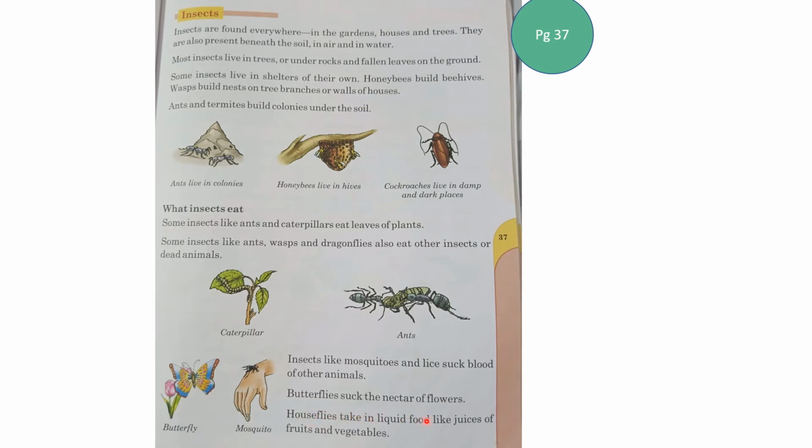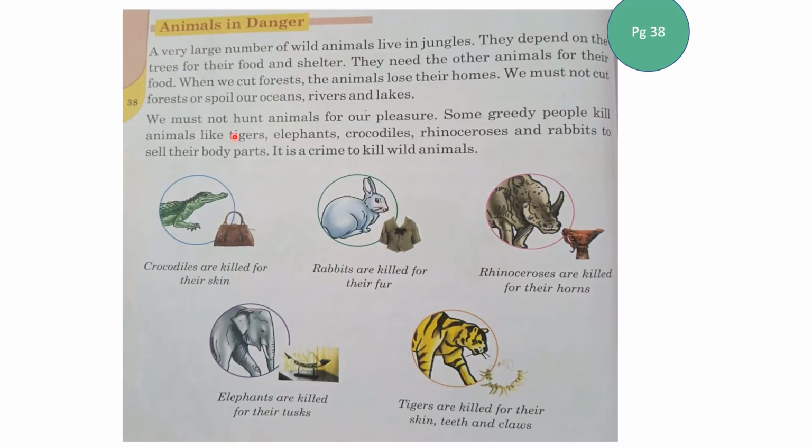Butterflies suck the nectar of flowers. Butterflies जो हैं वो flower के अंदर एक nectar होता है. They go and drink that. Houseflies take in liquid food like juices of fruits and vegetables. जो houseflies जो हमारी regular fly होती है मक्खी, what they eat is they take liquid food, so they will take juices from fruits and vegetables and drink that.